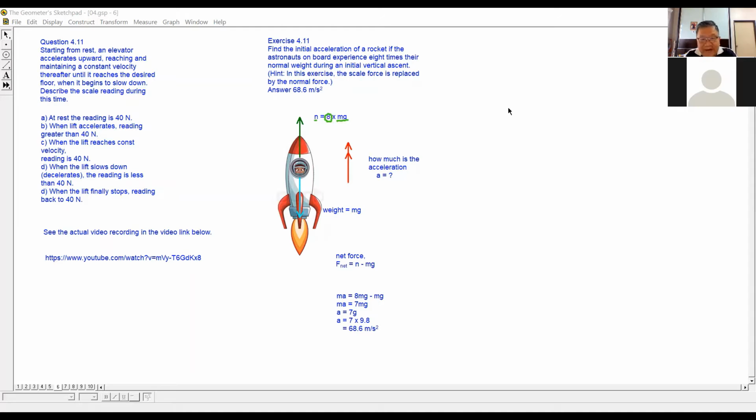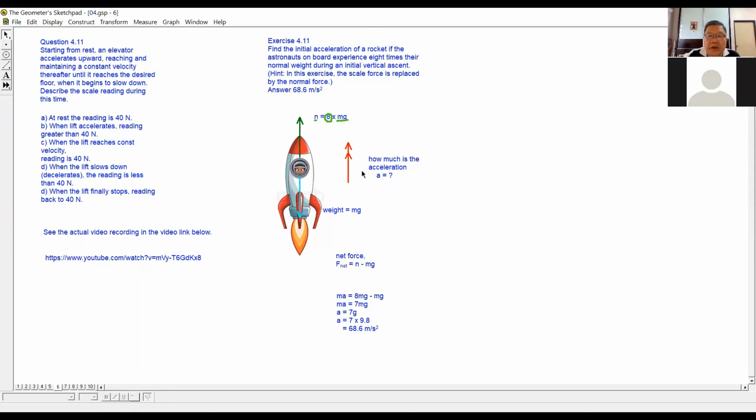Which arrow is in the same direction as the acceleration? First question, which arrow is in the same direction as the acceleration? The rocket is accelerating upwards. The red one should be right. Which of these two arrows, the green or the blue one, is the same as this red one? The green one is the same. So now I ask you, the net force is green minus the blue, or the other way around, blue minus the green? Net force, green minus the blue.